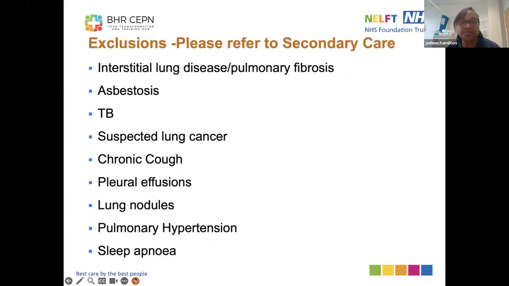Next slide. Okay, so those definitely need to go straight to secondary care. If they have a diagnosis of interstitial lung disease or pulmonary fibrosis, TB, suspected lung cancer, chronic cough, so the cough is ongoing for more than 3 months, pleural effusions, lung nodules, pulmonary hypertension, and sleep apnea. There's a sleep apnea clinic at King George Hospital.